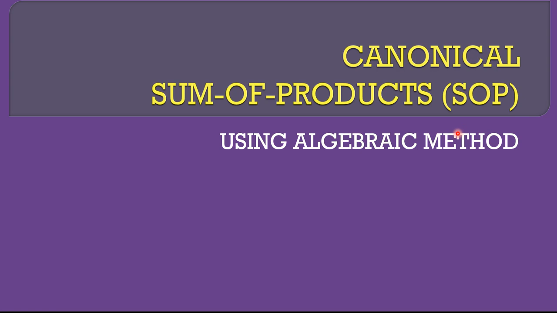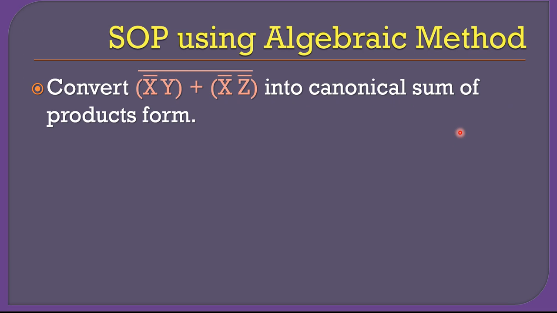Hello everyone. In this video, we are going to discuss how to derive canonical sum of products, that is SOP, using the algebraic method. So, you will be given an expression, you have to convert it into a canonical sum of products. Now, you can see an example: convert (x'y + x'z')' into canonical sum of products form.